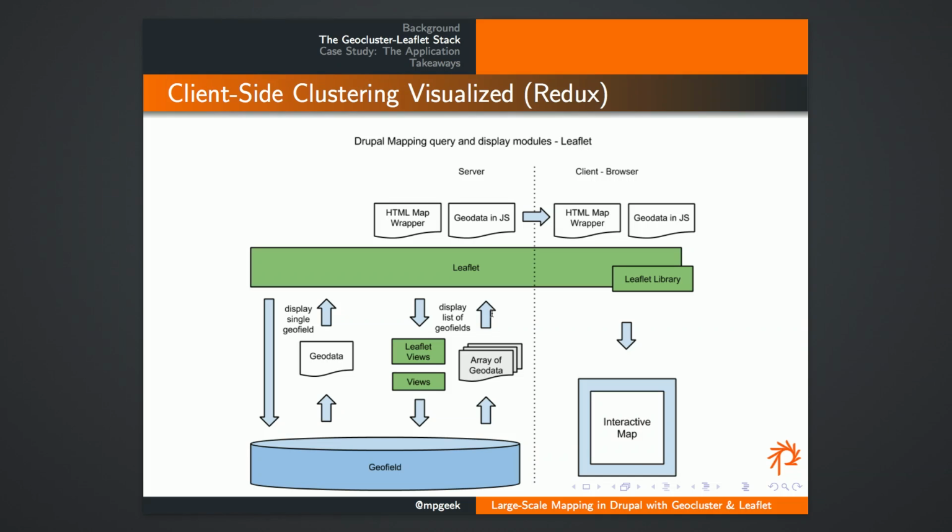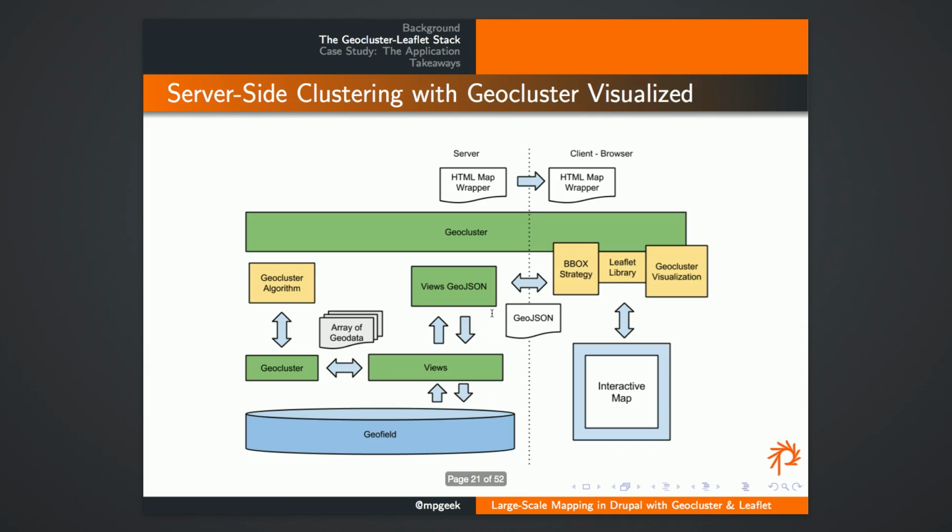Let's see. So, back to our original diagram where we saw a lot of rows of output. The new diagram adds these yellow boxes. The yellow boxes are where the goods are. Because you still have your geofield storage, but you have GeoCluster here, and your array of geodata, instead of just pushing a list straight up into Leaflet, GeoCluster takes this list at the query level and creates the clusters, so you just have single elements, maybe tens, even 100 of them at the most, with thousands of points. And that goes with the bounding strategy through the visualization engine in GeoCluster and comes into the map.